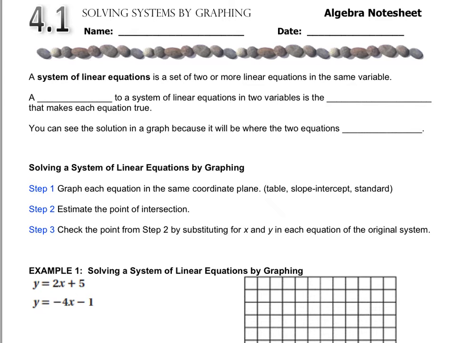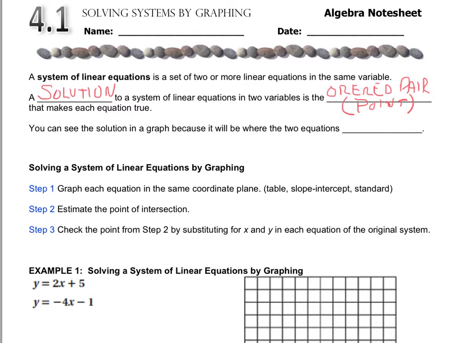Today we're going to talk about solving systems by graphing. A system of linear equations is when we have two or more linear equations in the same variables. A solution to a system of linear equations is the ordered pair or point that makes each equation true.